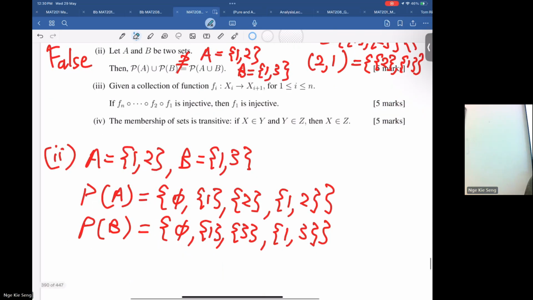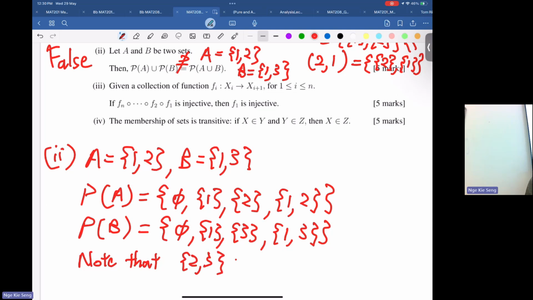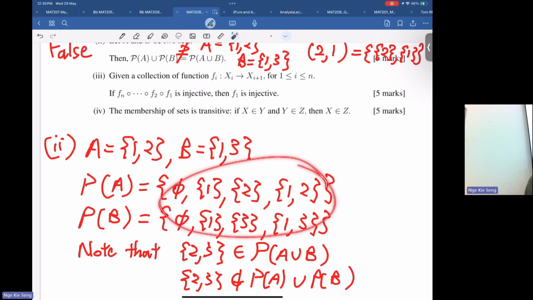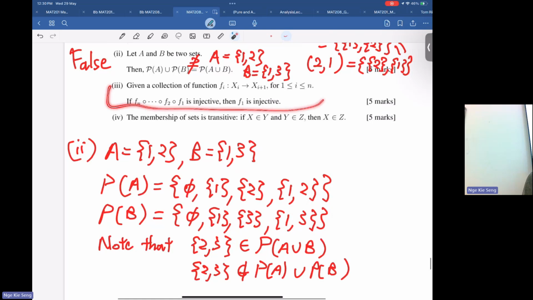Yeah, sure. You can take {2, 3}. The set {2, 3} is in P(A union B), but it's not in P(A) union P(B). There's no set {2, 3} inside here. Okay. Does it make sense? Okay. How about question 3?